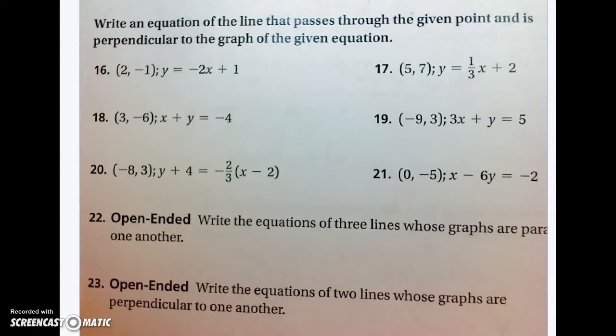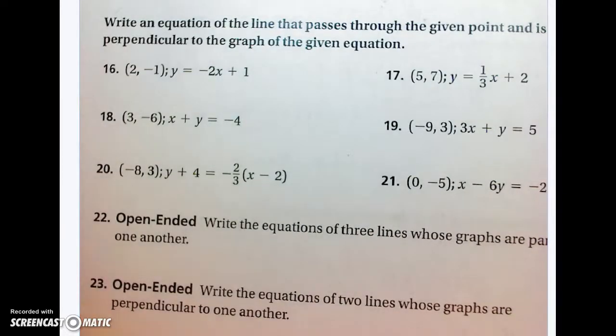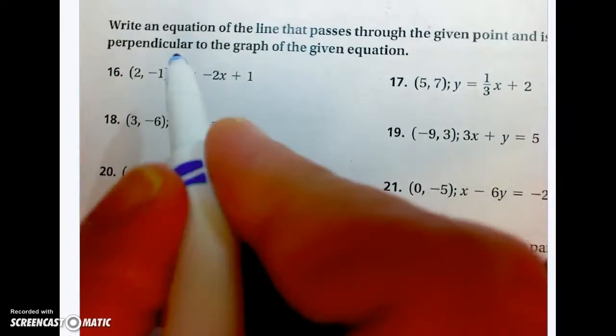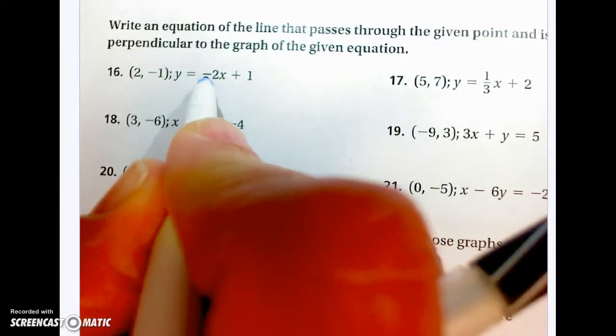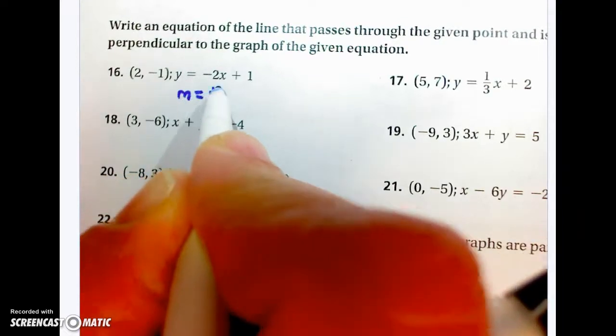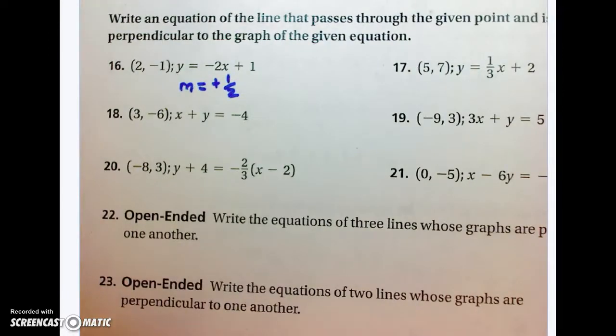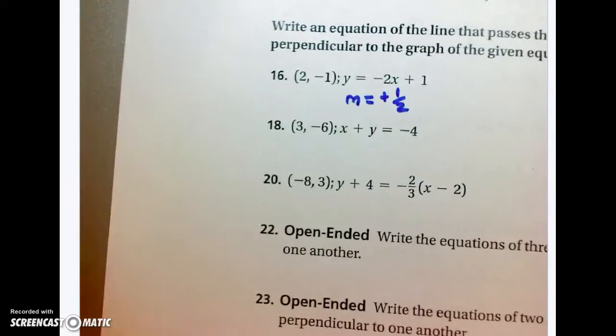On the back side of your paper, it says write an equation of a line that passes through the given point and is perpendicular to the graph of the given equation. So we need to look here at our slope, and we want the opposite. So now our slope is going to be positive and reciprocal. So we're going to use the slope of 1/2. And I need to write the equation.